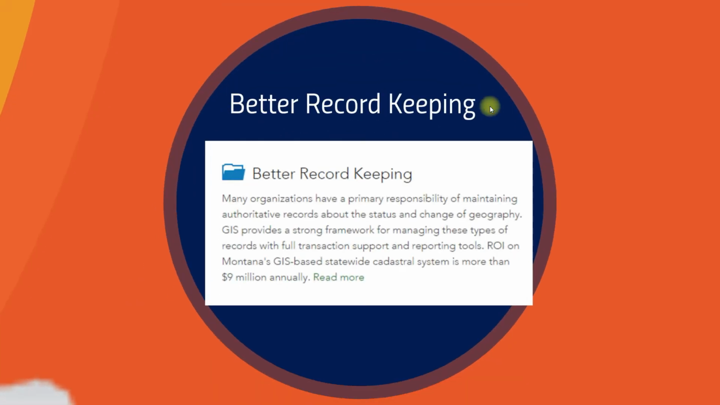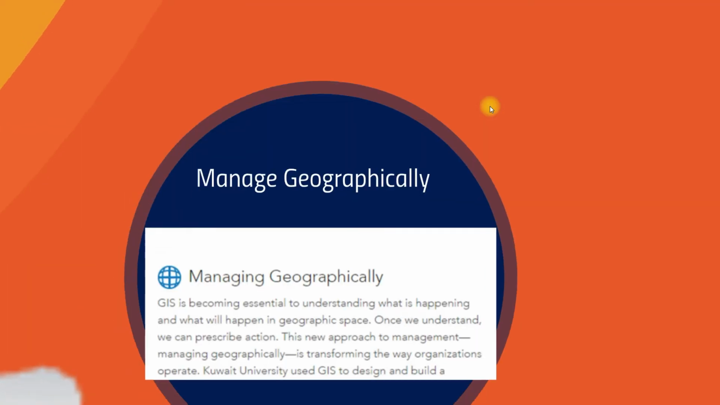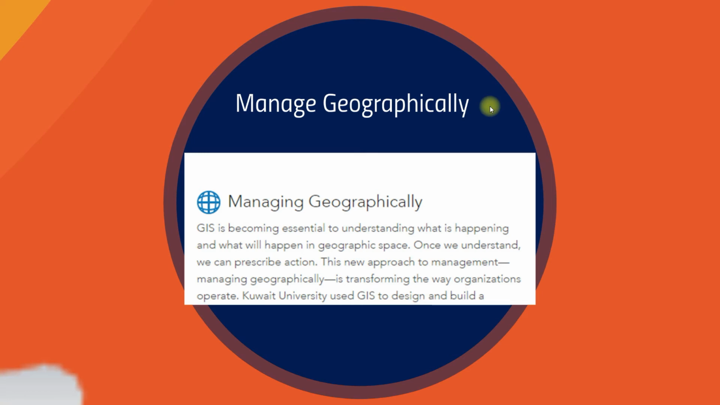Another thing is better record keeping. By using GIS, we can record better. Another thing is managing geographically. With GIS we can manage geographically with less error. I cannot say that it will be 100%. If I say 100%, most people will say that by using the map we are not reaching the 100% destination. So I can say that it will improve, and it will keep improving better and better.